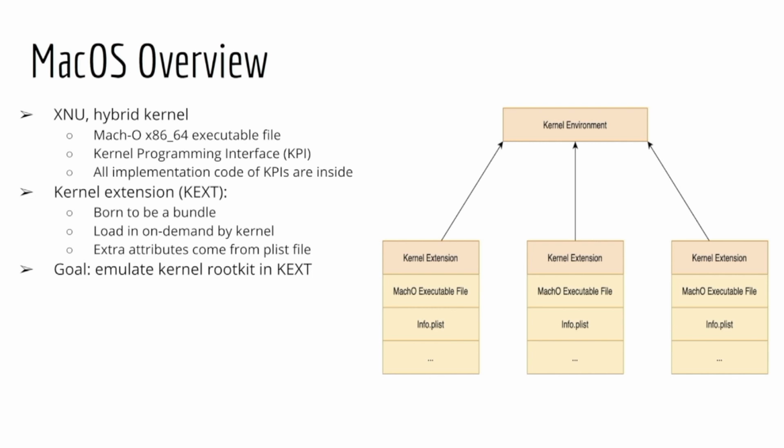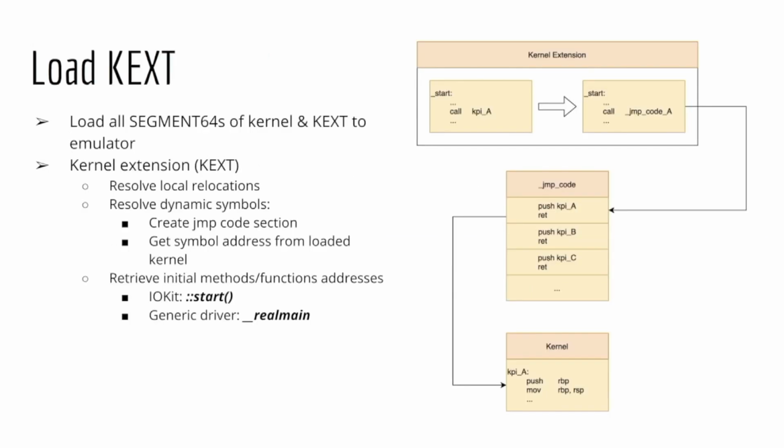Like other OSes, macOS needs drivers to control devices. They are called kernel extensions, or kexts. The kernel extension is a bundle of files, and the kernel loads it from external space. Some interesting information can be gathered from Info.plist inside the bundle. Our goal is to emulate the code path of a rootkit in this case.